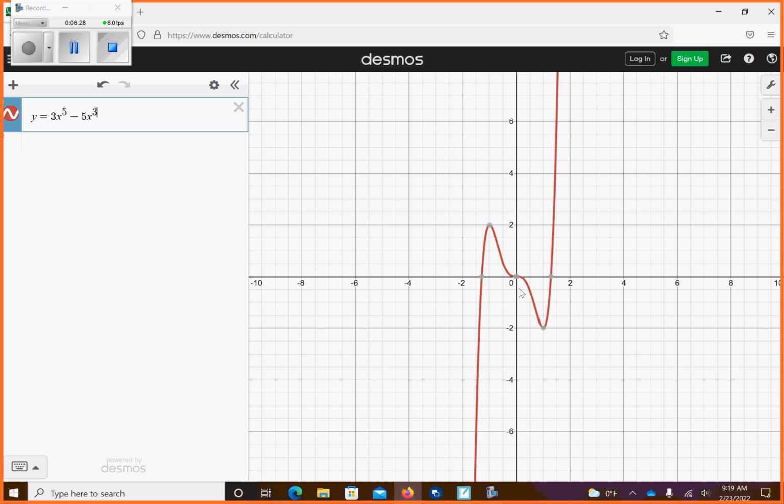Okay, so I think I agree here. Let's see if I am right or wrong. Okay, so let's see why we might be off a little bit. They're saying at negative 1, comma 2, that's a max. They're saying at 0, 0, we have a point of inflection. And let's see, at 1, comma negative 2, we have a min. Let's see how we could have modified that to make it a little bit better. So I'm going to go to my graphing calculator as well.